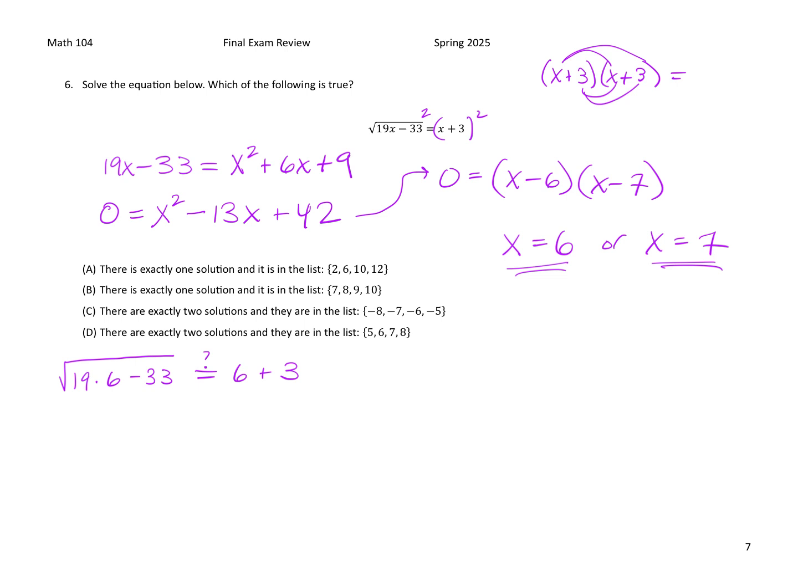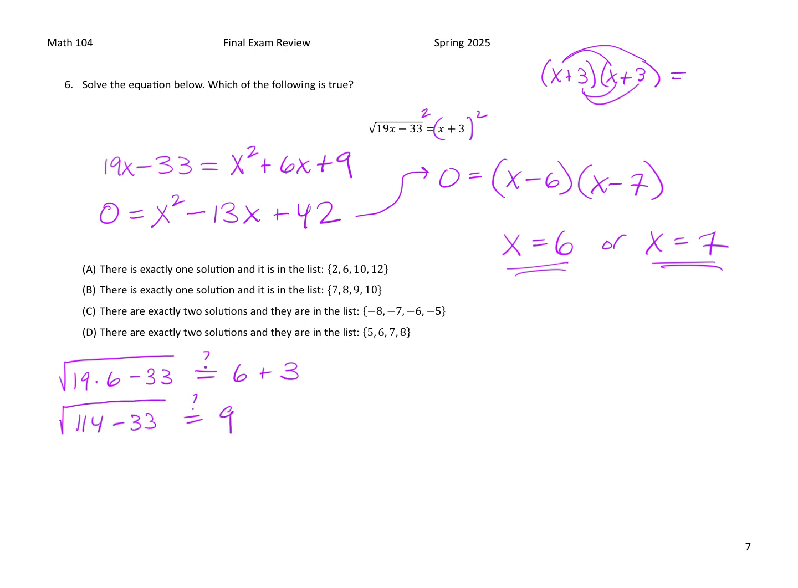Okay, 19 times 6, I'm going to have to do that in my head because I don't have a calculator on tests. So I could do 6 times 10 plus 6 times 9. 6 times 10 is 60, and 6 times 9 is 54. 60 plus 54 is 114. So this is the square root of 114 minus 33.